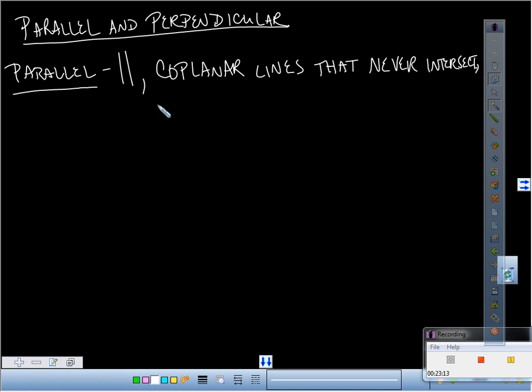Alright, now tell me what you know about their slopes. Okay, so they have the same slope. That's why they don't intersect. They're both going up or down at the same rate. So in other words, m1 is equal to m2. Everybody agree with that? Okay, let's do the other one.